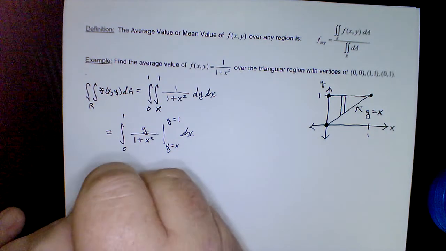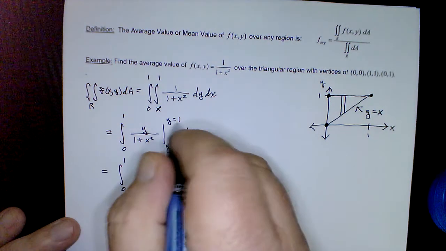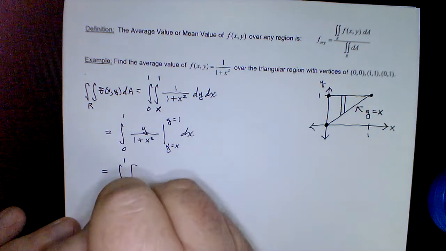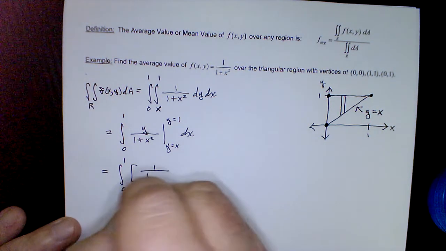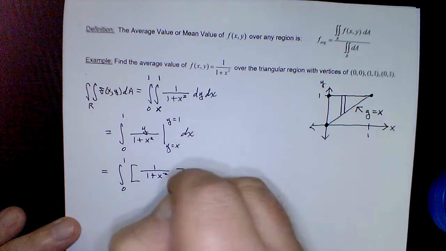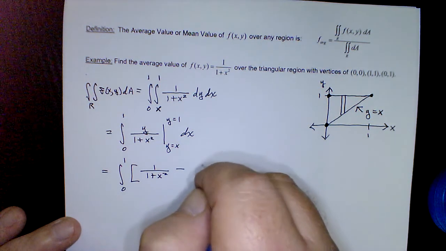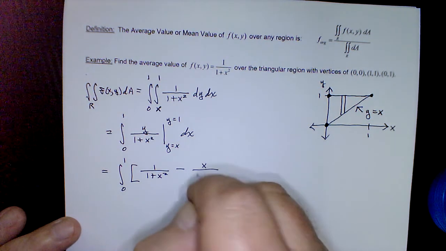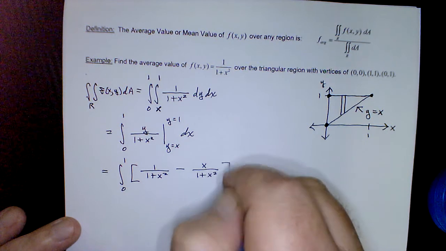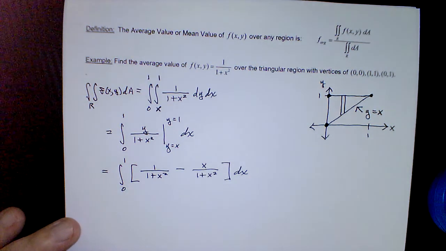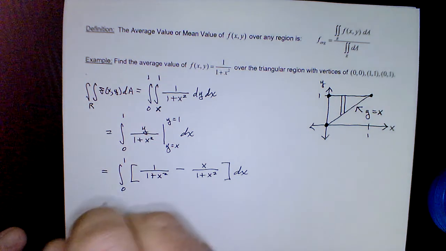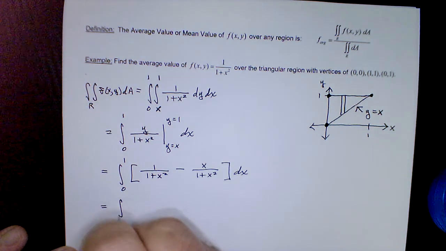Okay, so then fundamental theorem of calculus, integral 0 to 1, upper limit, some brackets here, 1 over 1 plus x squared, minus lower limit x over 1 plus x squared. So now we just need to evaluate those integrals. And this is why I chose to do this problem for you.